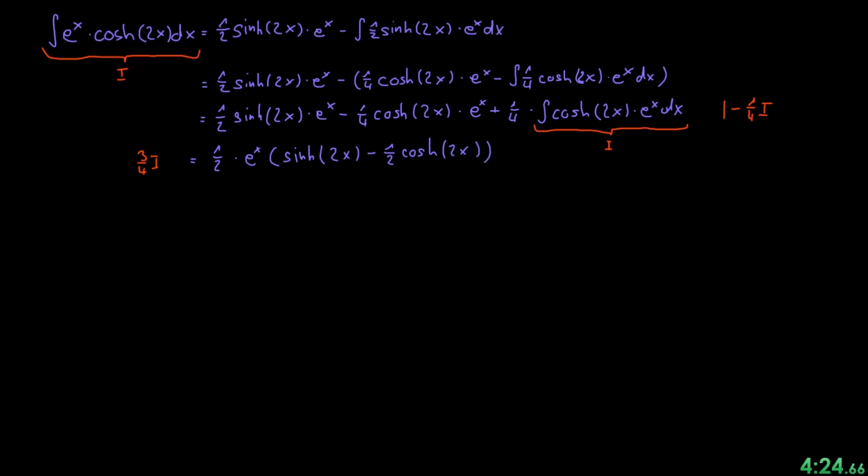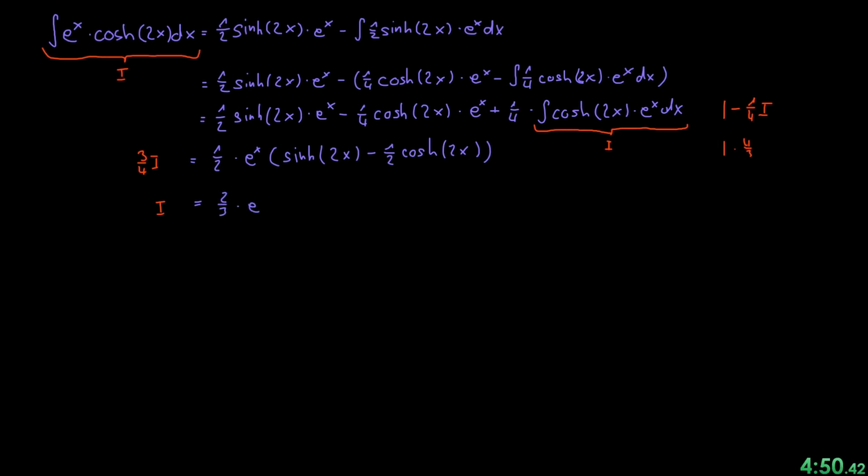Alright, now we're almost done. The last thing we're going to do is multiply by 4 over 3 on both sides, and we get I is equal to, what's it equal to? 2/3.